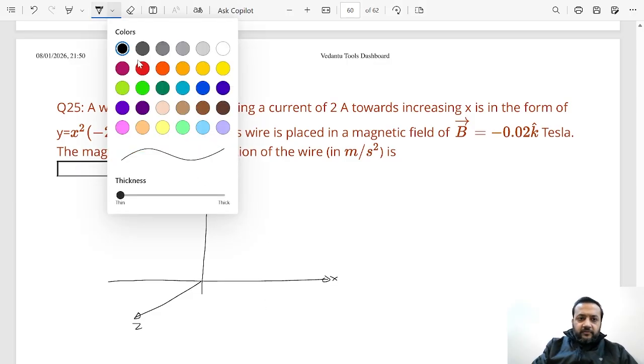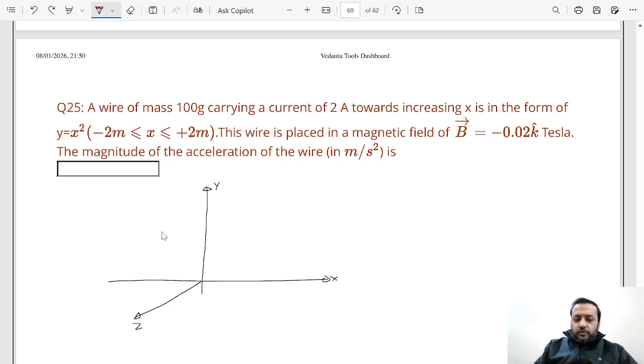So the situation here is that the wire is y equals x square. That means it's a smiling parabola, and the magnetic field is going into the screen. Look, this x coordinate is -2, and this x coordinate is +2. So the wire exists between -2 and +2. Let's say this is point A and this is point B. The magnetic field is going into the screen because it is minus k cap.